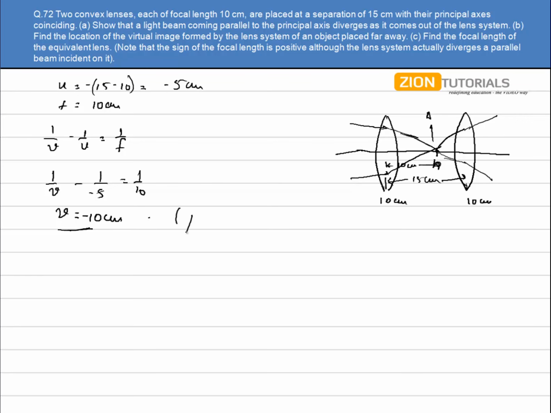So the final image will be virtual, and since it is virtual, the rays will be diverging. Alright. In the second part, find the location of the virtual image formed by the lens system of an object placed far away. That is what I have calculated in the first part. V comes out to be 10 cm from the first lens as well as from the second lens.